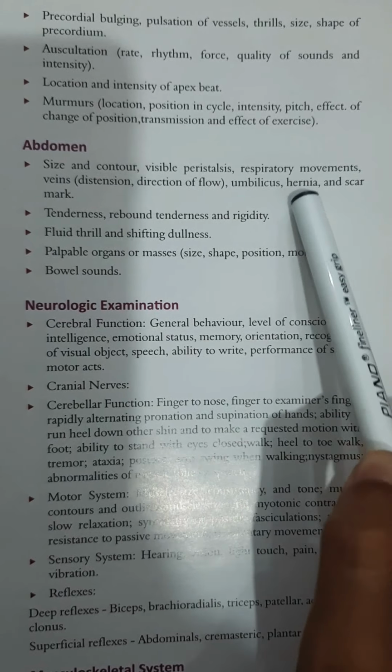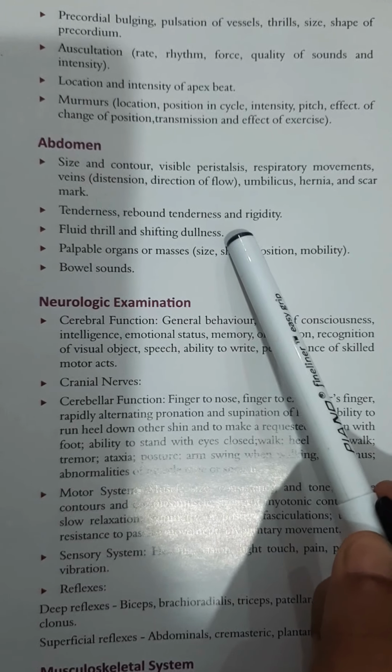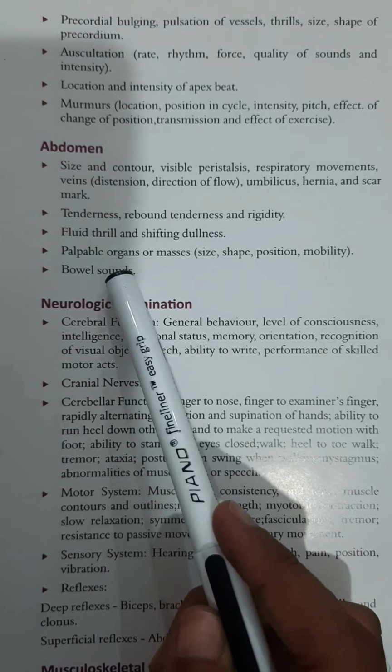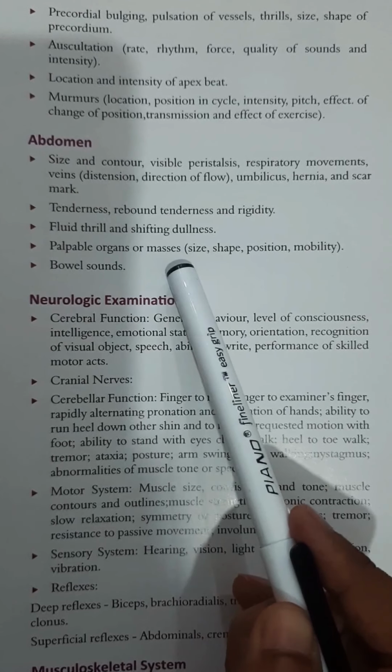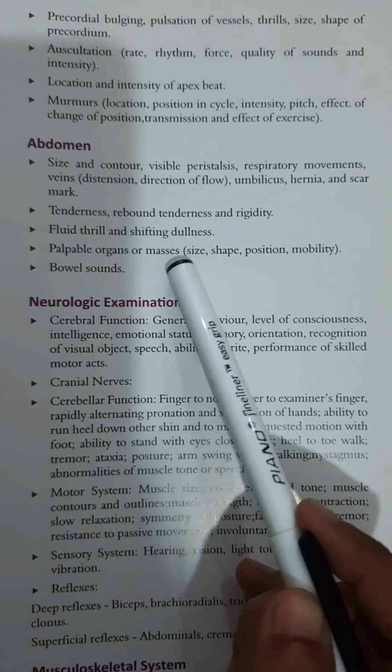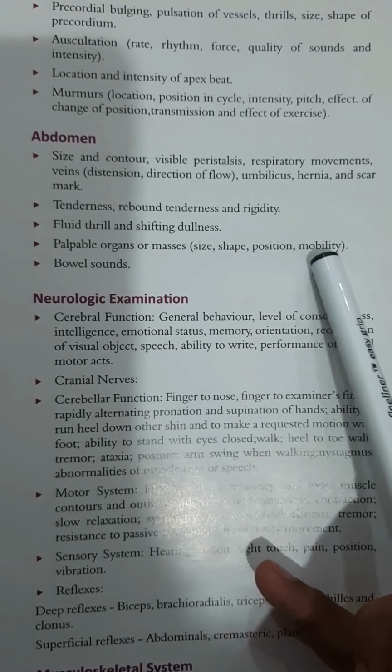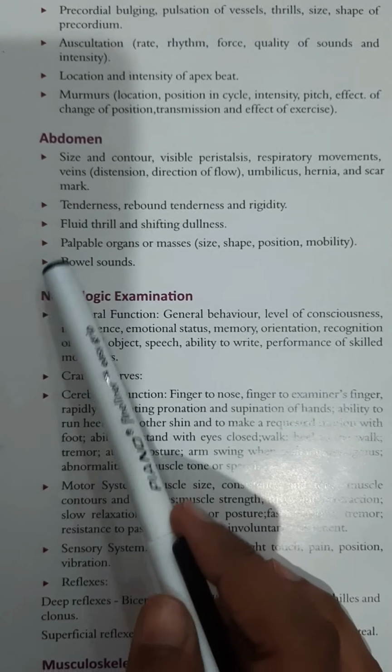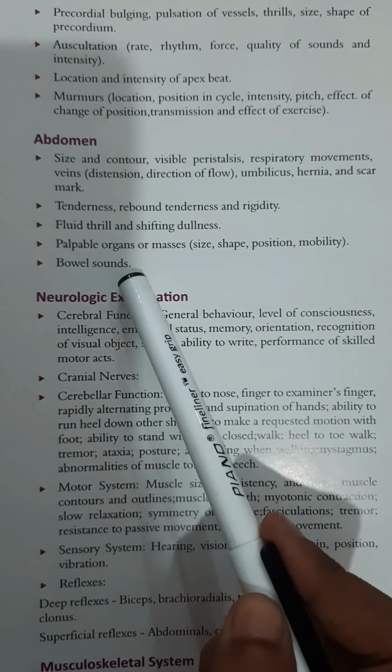Then we will check the fluid thrill and shifting dullness if the abdomen is distended and we are suspecting ascites. Then we will see the palpable organs or masses, and if they are present, then we will check the size, shape, position and mobility of that mass, and at the end we will auscultate for the bowel sounds.